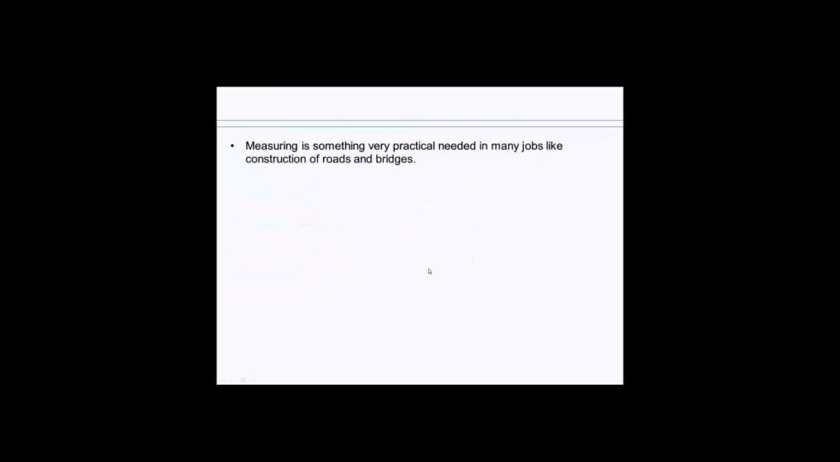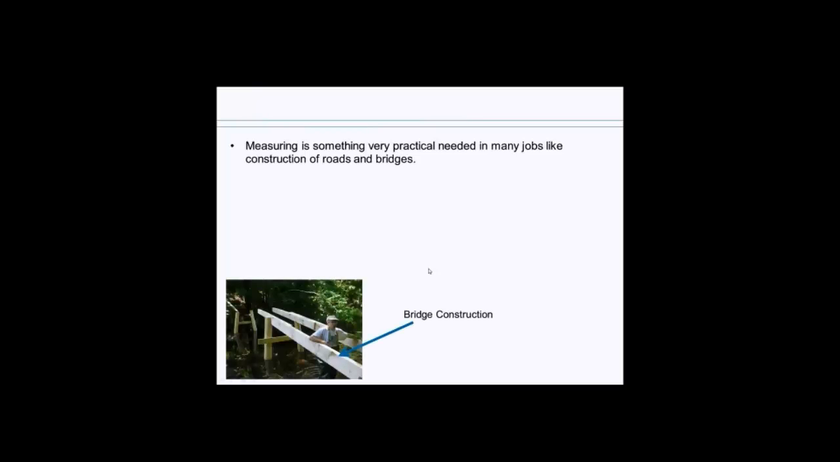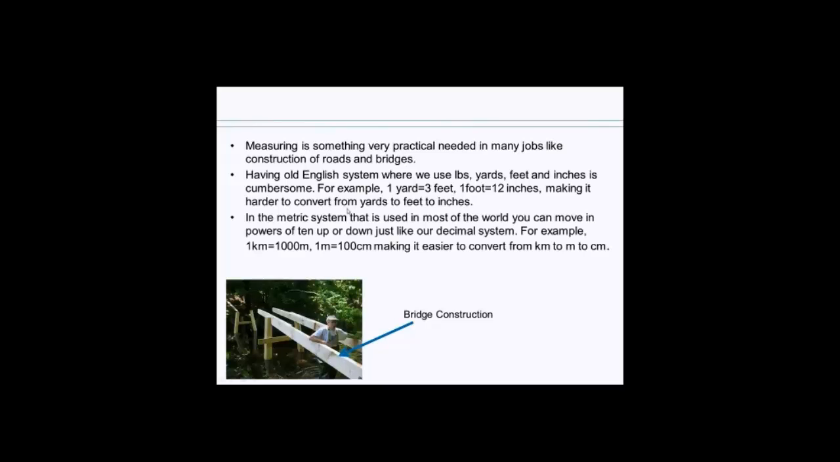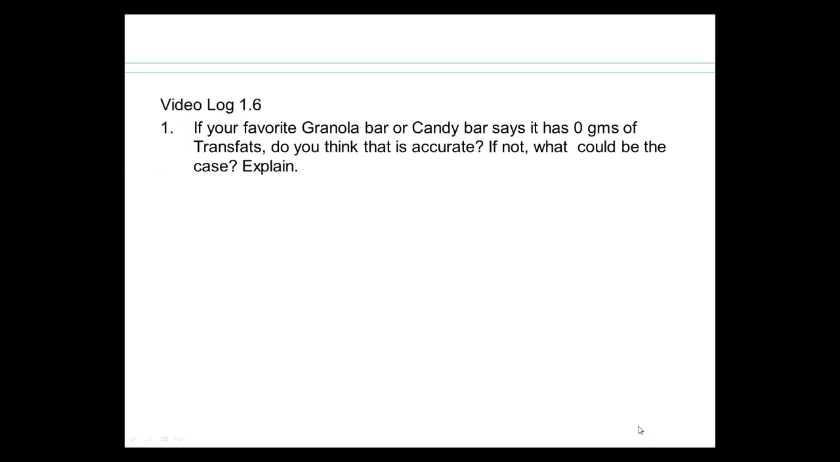Measuring is something very practical, done in many jobs like building bridges. Here you have Dr. Martin building a bridge over the lake. We can use the English system, where 1 yard is 3 feet and 1 foot is 12 inches, making it harder to convert from yards to feet to inches. However, if you use the metric system, you can easily go by just multiplication or division by powers of 10 to go from kilometers to meters to centimeters. So here's the next set of questions we would like you to think about.